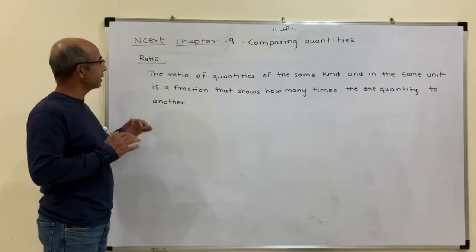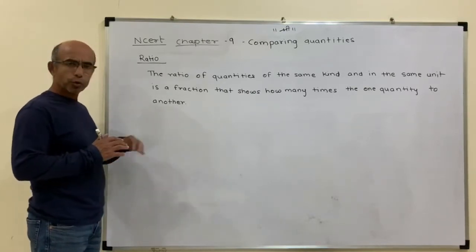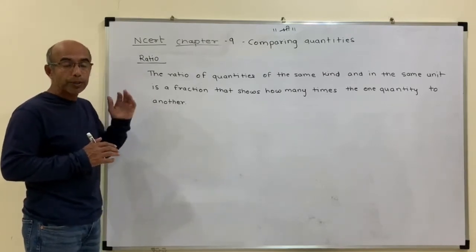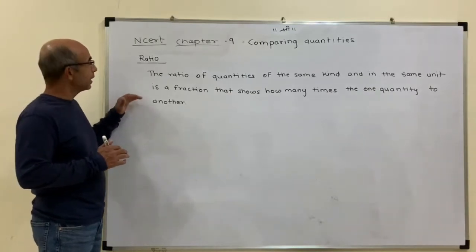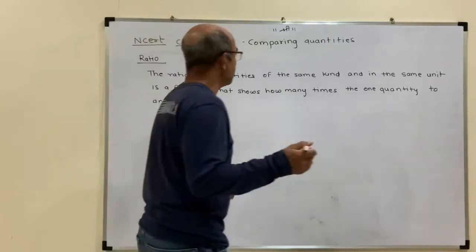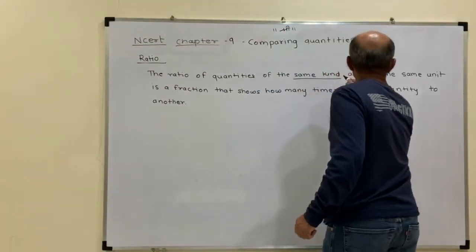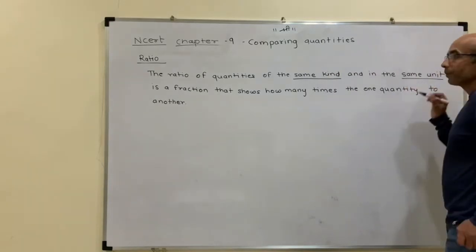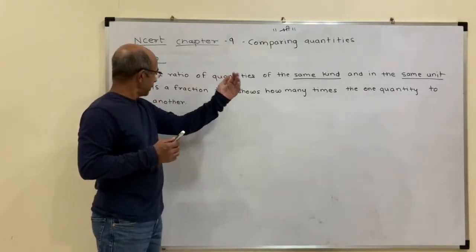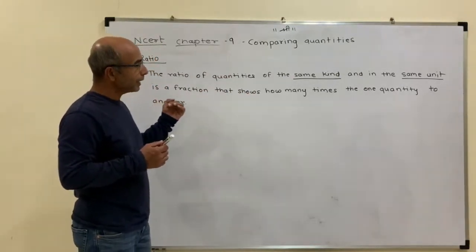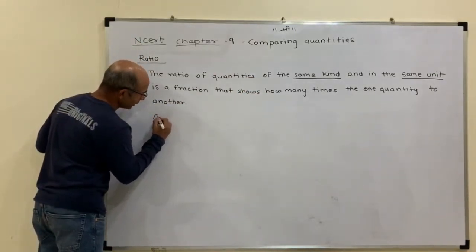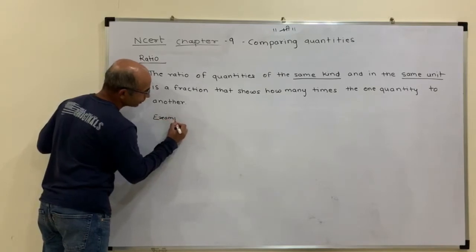Now first, just understand what a ratio is all about. You don't need to learn the definition of ratio by heart. You need to understand what ratio is all about. So what it says is: the ratio of quantities of the same kind. You need to see, this is important: same kind and in the same unit. It is a fraction that shows how many times one quantity is to another quantity.